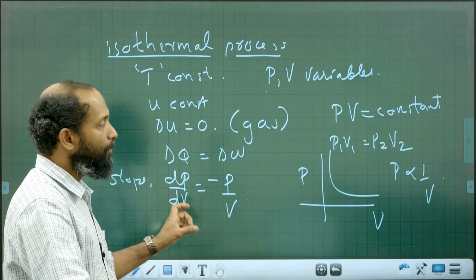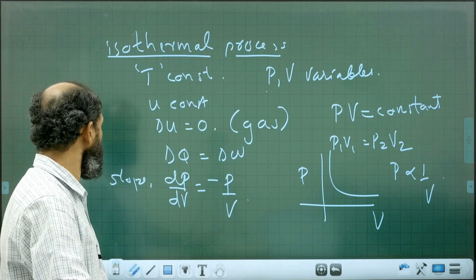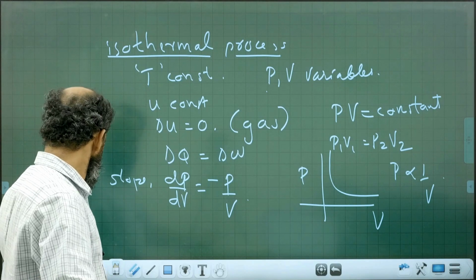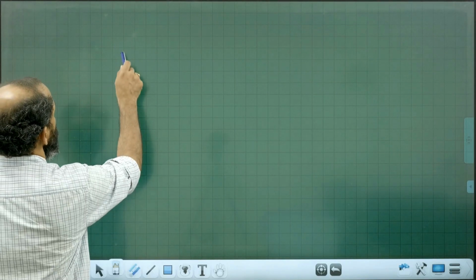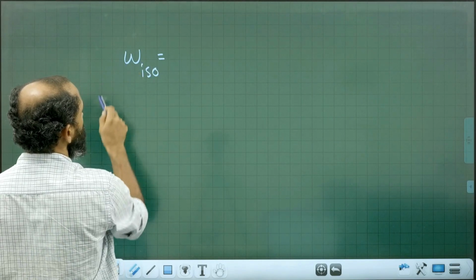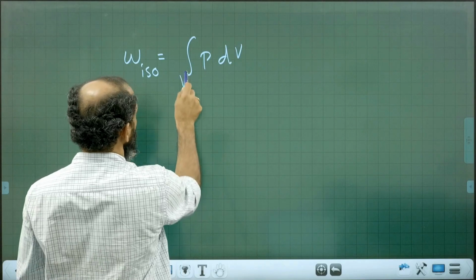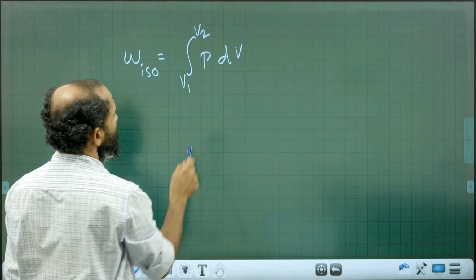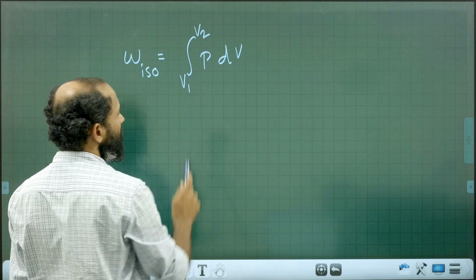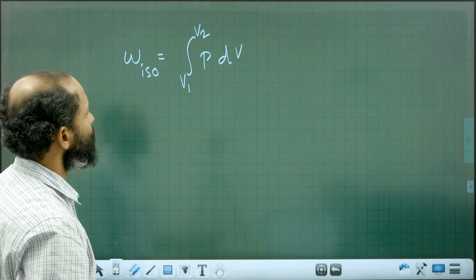That is the slope of the PV graph for an isothermal process undergone by an ideal gas. Now, the work done during this process, work done during an isothermal process. Integral P dV, from V initial to V final. This is the general formula for work done for any process. So here also we can use this.